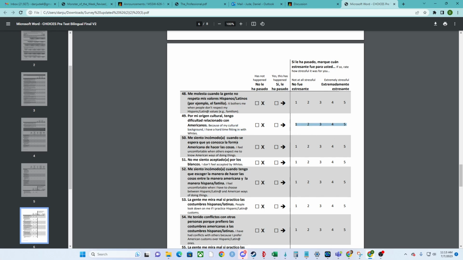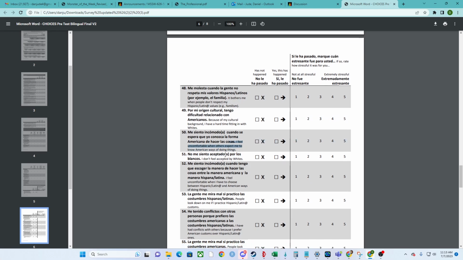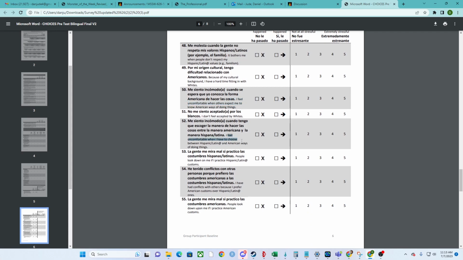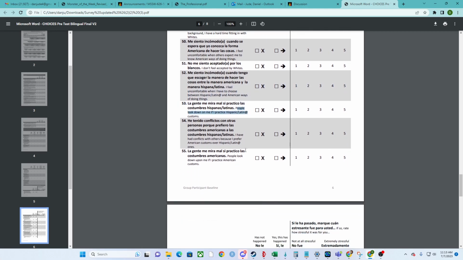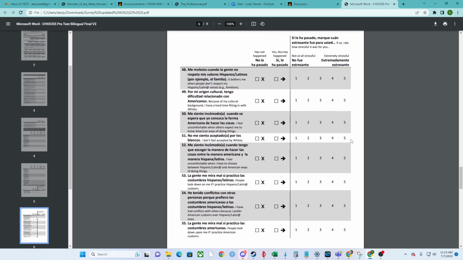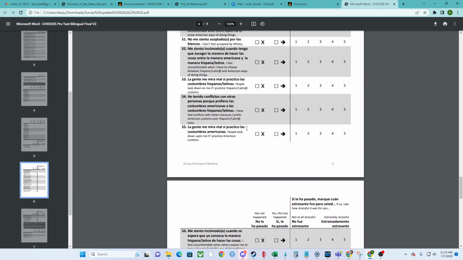You know, I feel uncomfortable when others expect you to know the American way of doing things. So you can go through these questions. I feel uncomfortable when I have to choose between Latin, Hispanic, and American ways of doing things. People look down on me if I practice. And as you can see, there's a bunch of these, where you mark whether this has happened or you have felt this way before, or not, and then how intense the feeling was, from not at all stressful to extremely stressful.